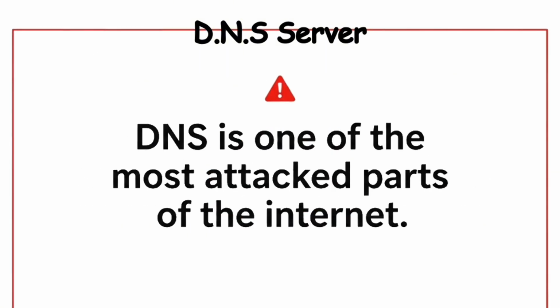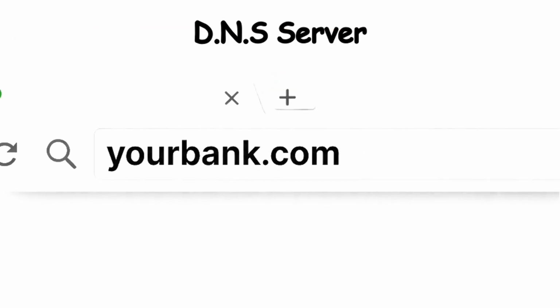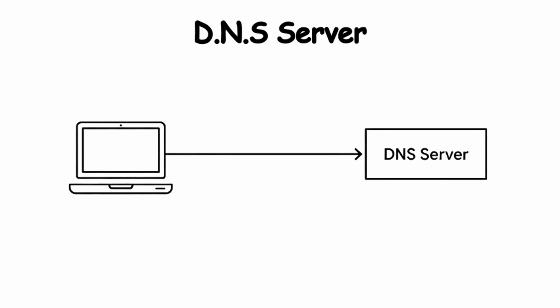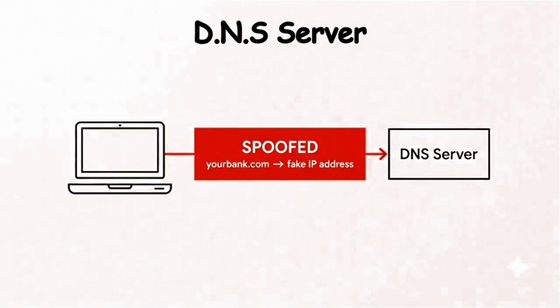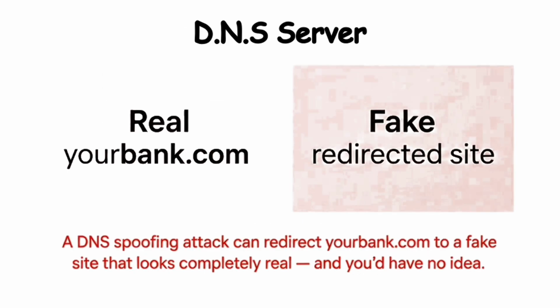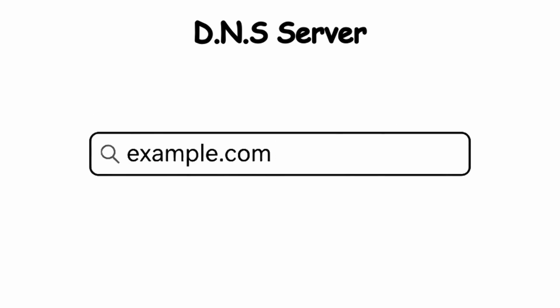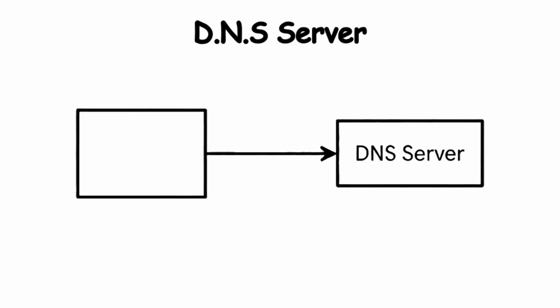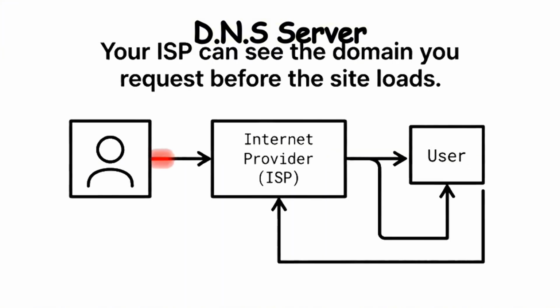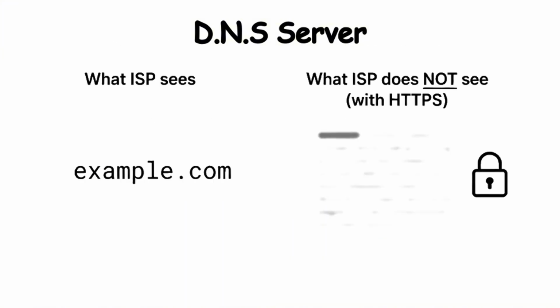But DNS is one of the most attacked parts of the internet. A DNS spoofing attack can redirect your bank.com to a fake site that looks completely real, and you'd have no idea. Also, every web address you type passes through a DNS server first, which means your internet provider can see every site you try to visit before you even load it.